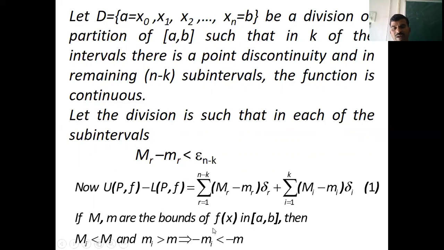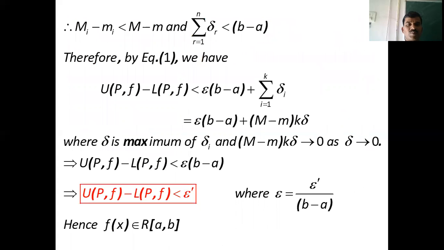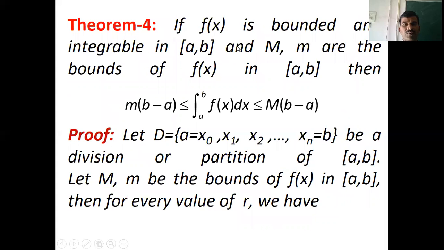If capital M and small m are the bounds of f of x in the closed interval AB, then always capital Mi should be less than capital M and small mi should be greater than small m. So ultimately Mi minus small mi should be less than capital M minus small m. And also the summation of delta r over 1 to n is the same. So we need to prove this condition.